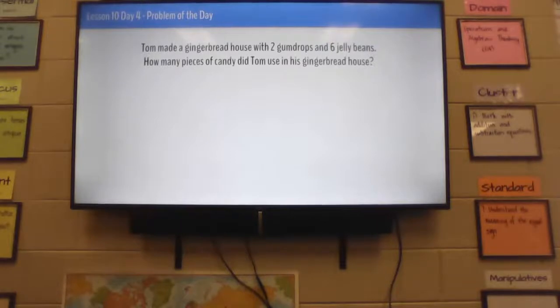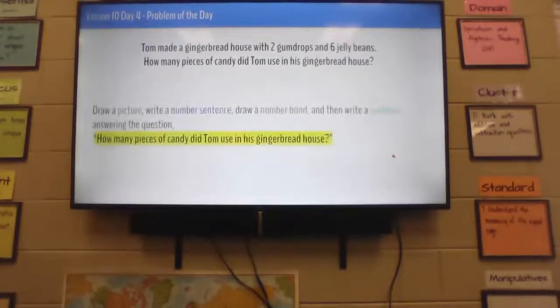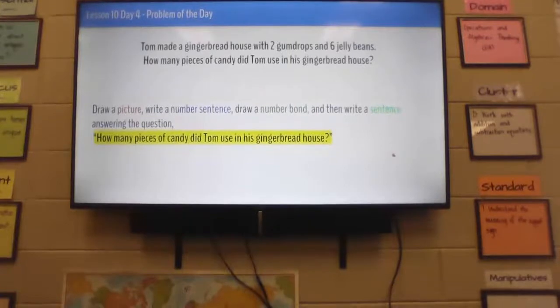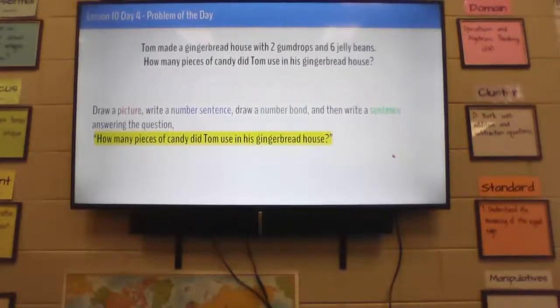Tom made a gingerbread house with 2 gumdrops and 6 jelly beans. How many pieces of candy did Tom use in his gingerbread house? I need you to draw a picture. Write a number sentence and a number bond. And then write a sentence that answers this question. How many pieces of candy did Tom use on his gingerbread house?